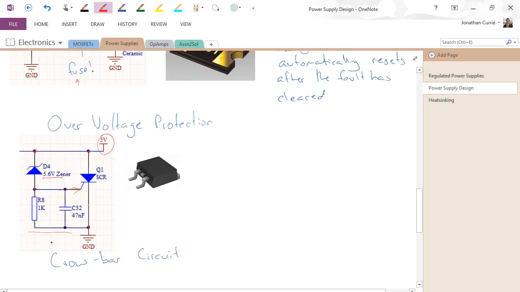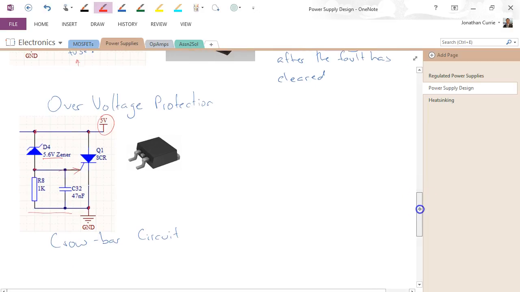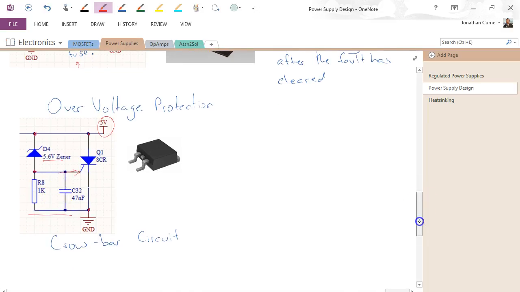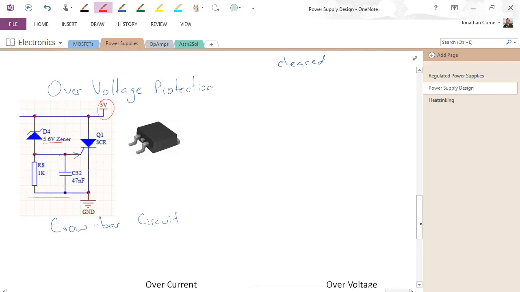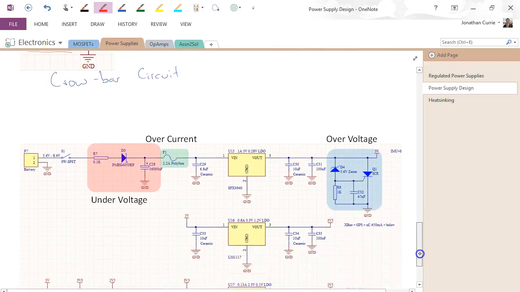These resistor and capacitor here prevent false triggering of our SCR. Right, small time constant, and keeps it held low. So that's one way we can implement overvoltage protection using what's known as a crowbar circuit.